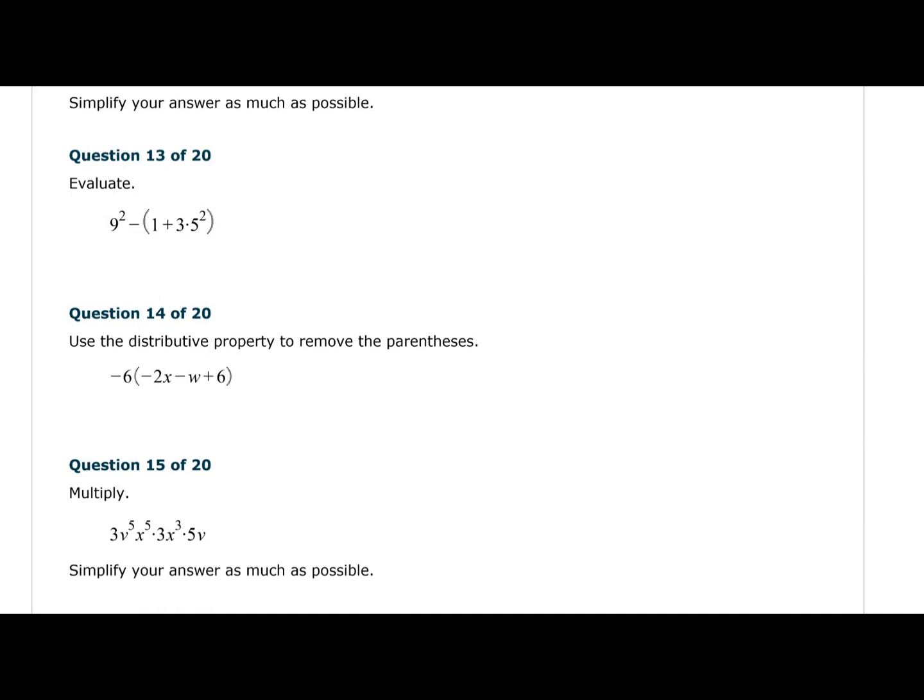Evaluate this. Okay, follow PEMDAS. We work inside parentheses first. You have the exponent, so we need to work this out. 5 squared is 5 times 5, which is 25. Then we bring down the rest. We have 9 squared minus 1 plus 25. Okay, sorry, I missed the 3. 1 plus 3.